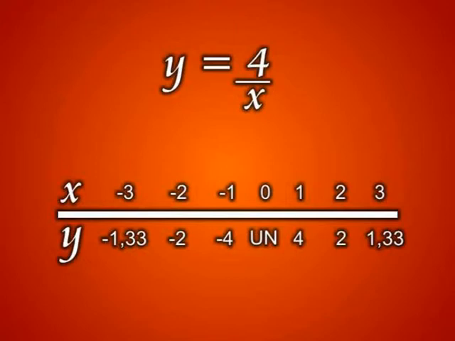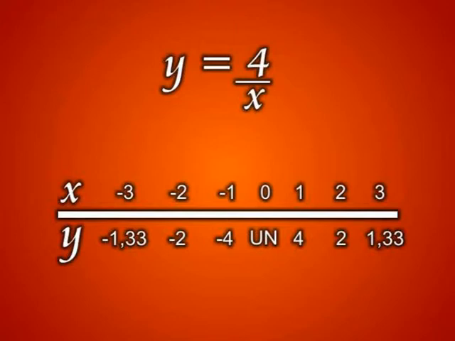undefined. If you try and punch that into your calculator as 4 divided by 0, your calculator is probably going to say math error or undefined. That means that anything divided by 0 is undefined. All we do is we put a mark there, and I'm going to cover that a little bit more when we sketch the graph. When x is equals to 1, y is equals to 4. When x is equals to 2, y is equals to 2, and when x is equals to 3, y is equals to 1.33.